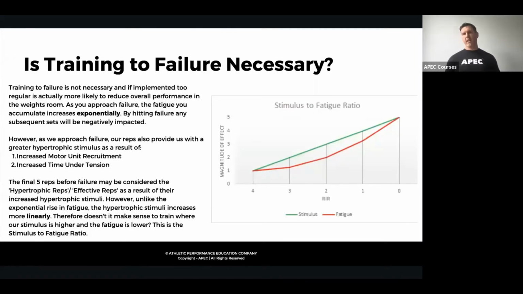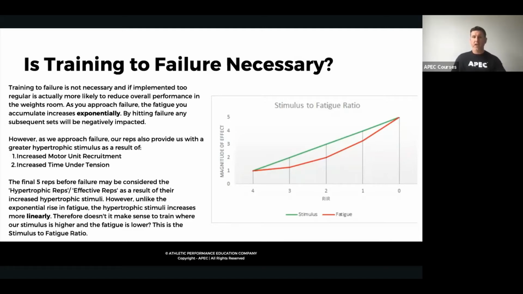Okay, so let's look at training to failure. Is training to failure necessary? Training to failure is not necessary, and if implemented too regularly, is actually more likely to reduce overall performance in the weight room. As you approach failure, the fatigue you accumulate increases. By hitting failure, any subsequent set will be negatively impacted. So if you go to failure in your first set, your second and third set are going to be impacted in terms of how much weight you can lift.